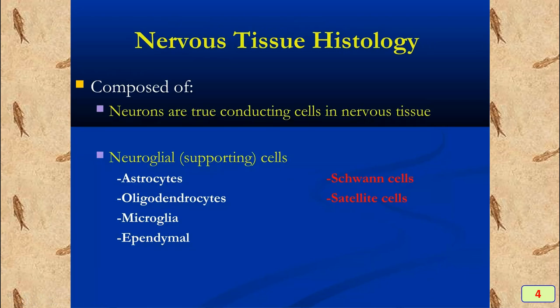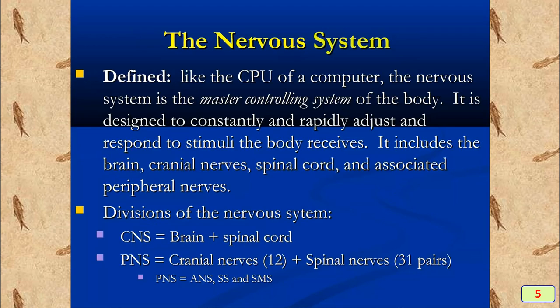For nerve tissue we also have to study the histology. Neurons are the true conducting cells in a nervous tissue. Neuroglial cells include the astrocytes, oligodendrocytes, microglia, and ependymal cells.